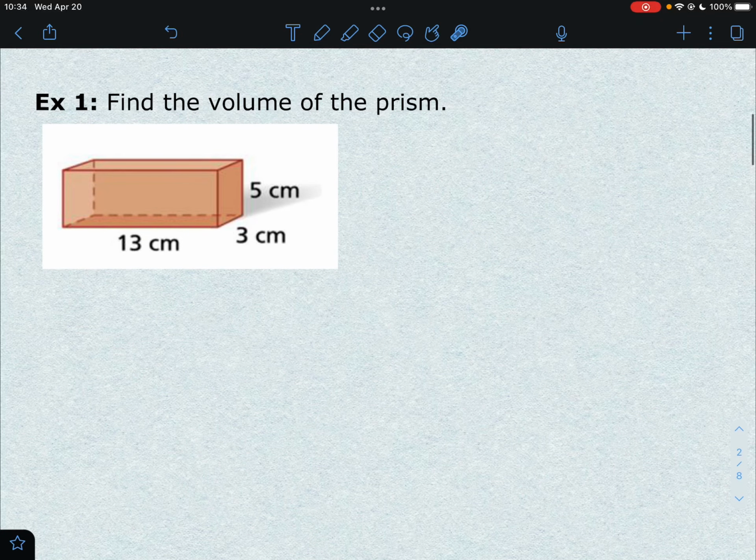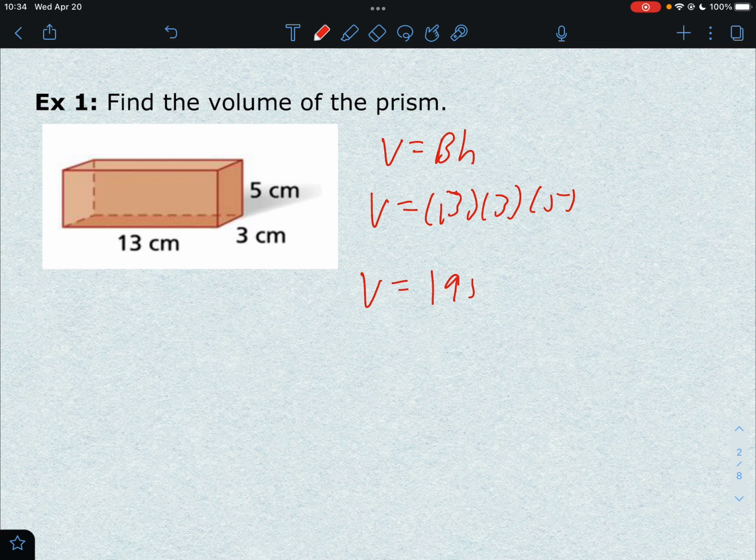Let's take a look at our first problem here. So find the volume of the prism. We have volume equals area of the base times height. Area of the base is 13 times 3, and the height is 5. So we simply have 13 times 3 times 5, which is 195 cubic centimeters. Volume is still cubic. Don't forget.